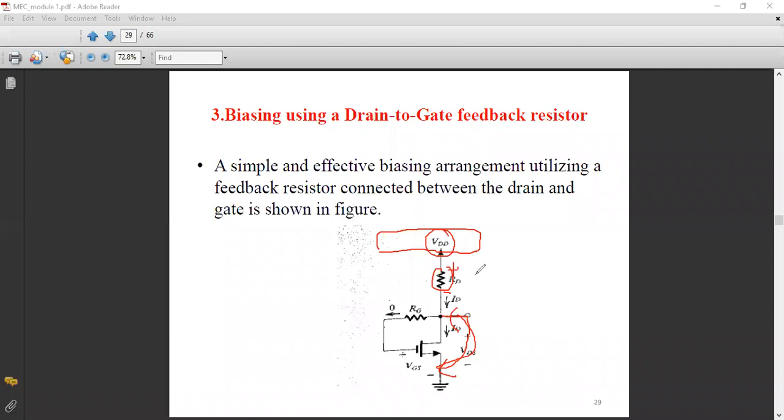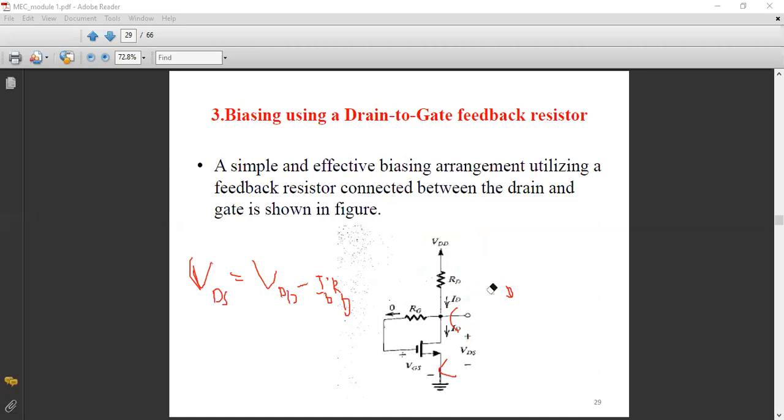The drop across RD is IDRD, as you already know according to Ohm's law, because ID is the current flowing through RD. So out of VDD, IDRD is already dropped across the resistance RD. The remaining voltage can be taken as VDS. So you can write VDS as the total supply voltage VDD minus the voltage drop across RD, that is IDRD. This is your KVL equation across the output loop: VDS is equal to VDD minus IDRD.